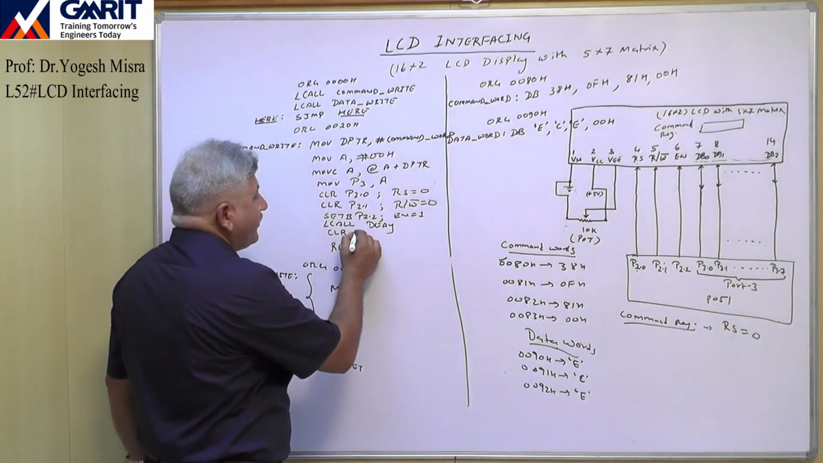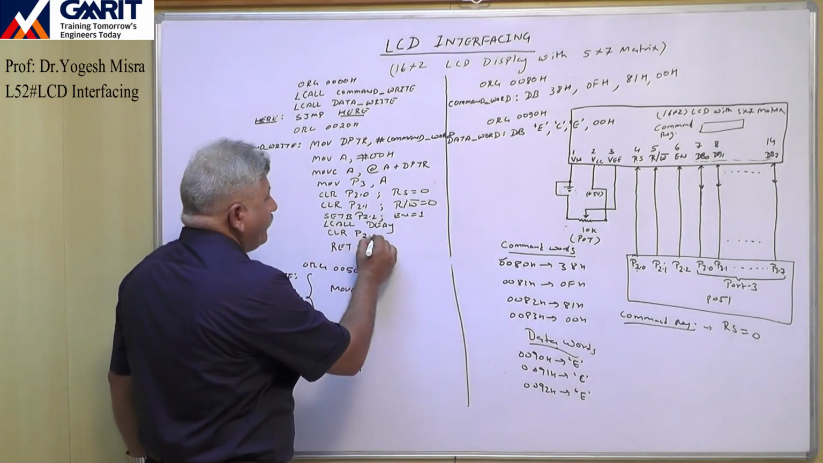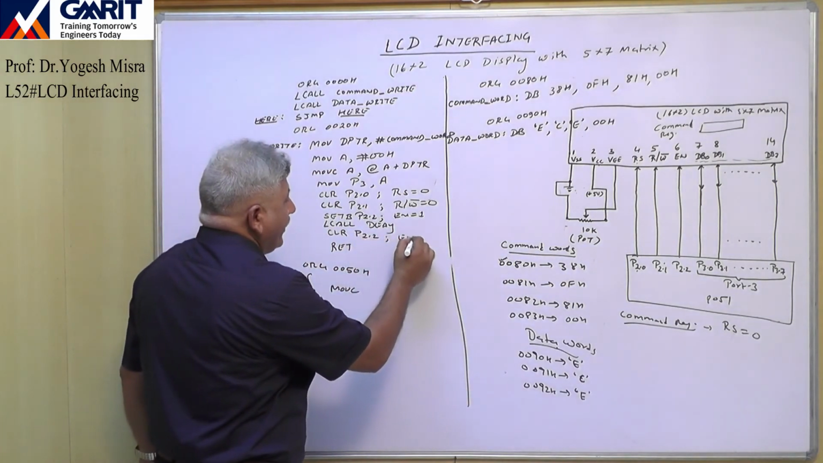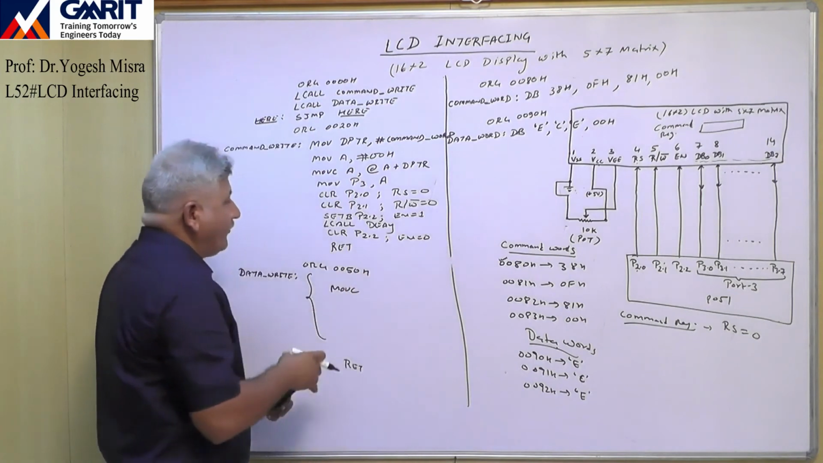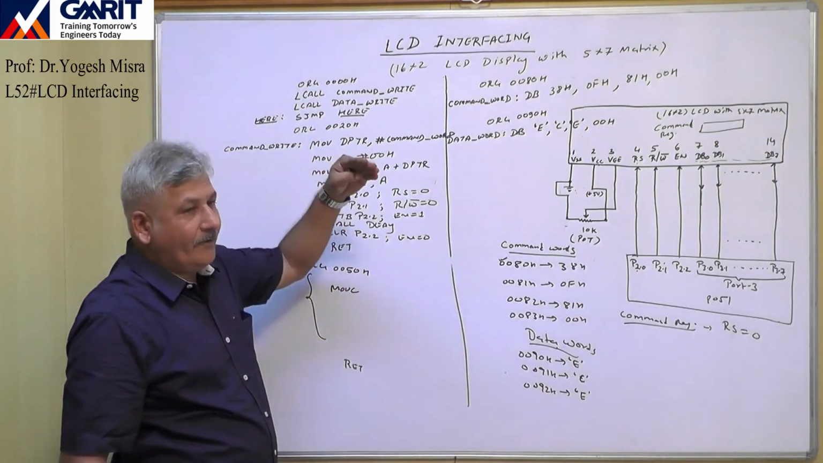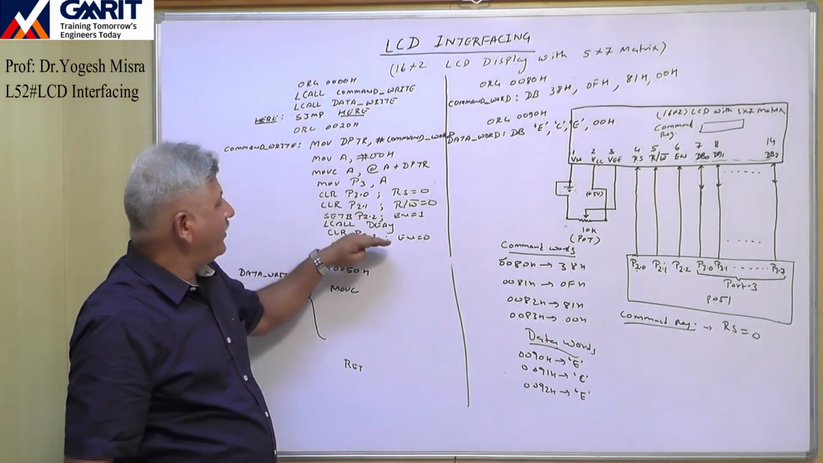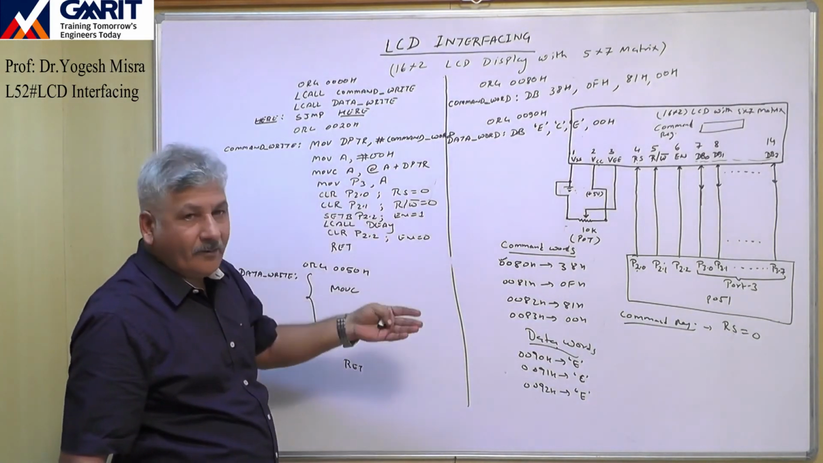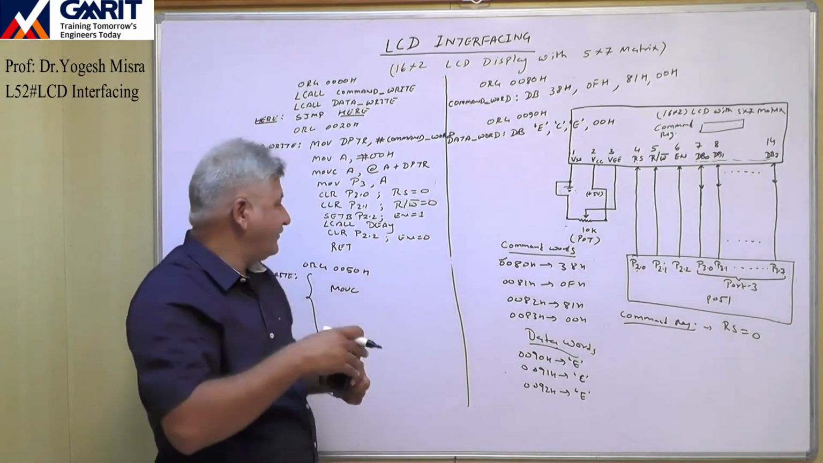And here we will write CLR P2.2. So with this, enable is equal to 0. So now what will happen? SETB P2.2, so it will set, it will go high. After some time, clear, it will become 0. So there is a high to low pulse.